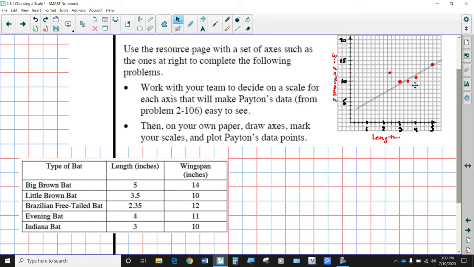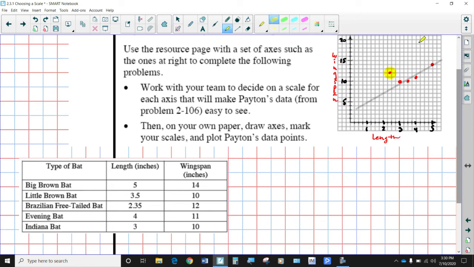You'll notice if it seems to form a line or falls kind of close to following a straight line, that means that there is a correlation. And the correlation that I'm seeing here is that the longer the bat's body is, the longer the wingspan tends to be. The only exception to that is this guy right there, which appears to be an outlier.